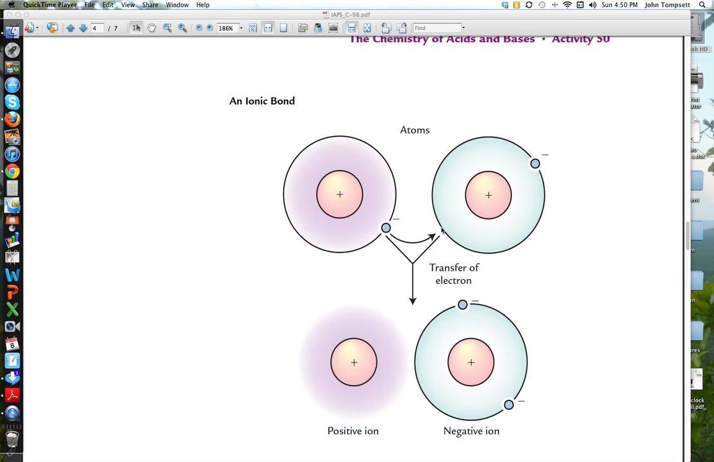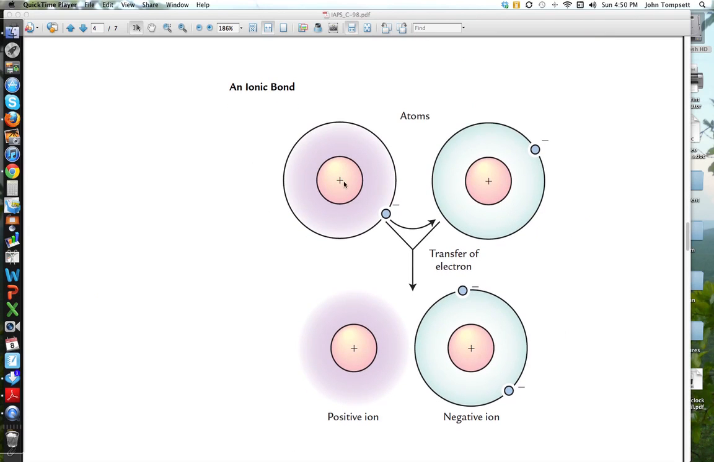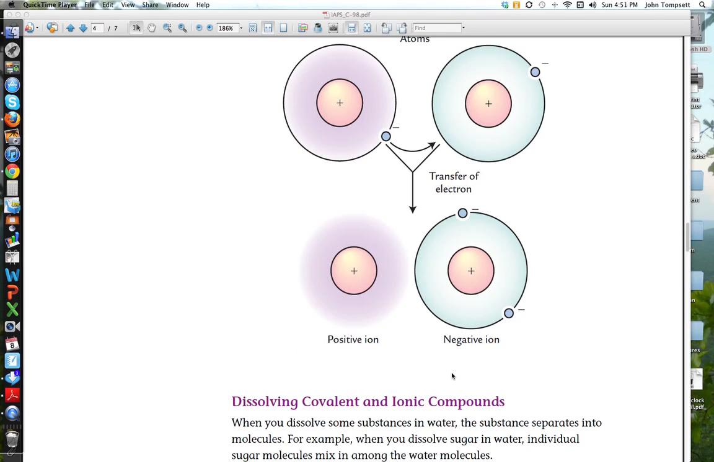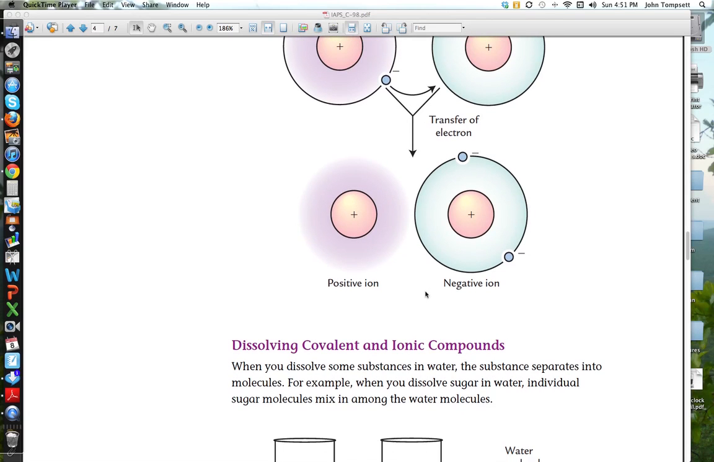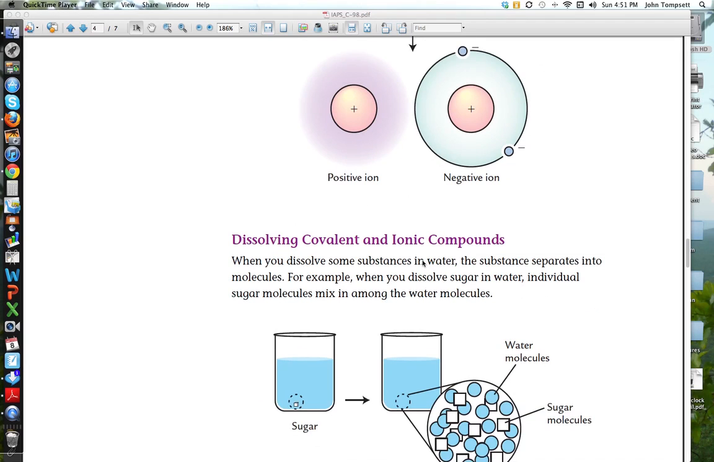Here is an example of what they were talking about on the previous page, the ionic bond. You can see positive charge in the nucleus, positive charge in the nucleus, negative charge of the electron. Now you can see that this electron is jumping over here. Now these two things are joined together in an ionic compound. It is a negatively charged ion because there are two negatives over here on this ion. Well, let's look at the next section.